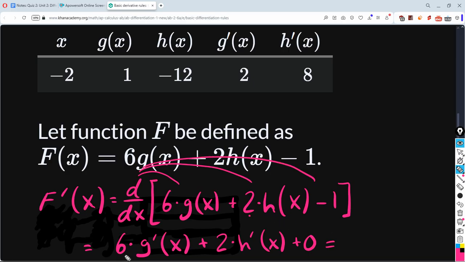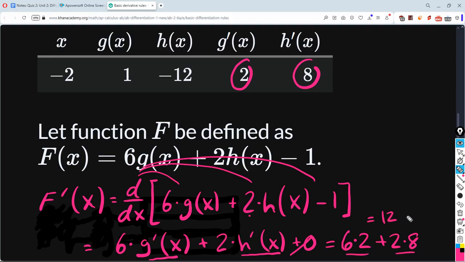Okay, and now we can sub in here. We have our 6, g prime of x. Well, that's right here. That's a 2. So it's going to be 6 times 2 plus 2 times h prime of x, go to the table. That's right here. That's an 8. And we have this plus 0. We can leave that off. And this is going to be 6 times 2, which is 12. 2 times 8 is 16. And of course, 12 plus 16 is going to give us 28. Final answer.